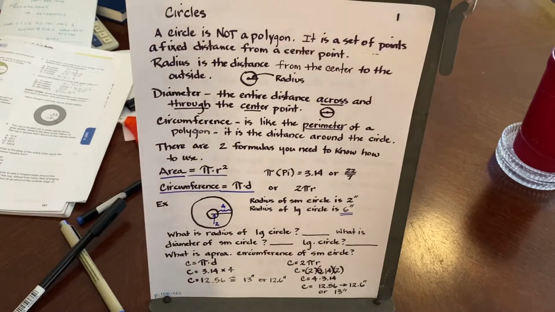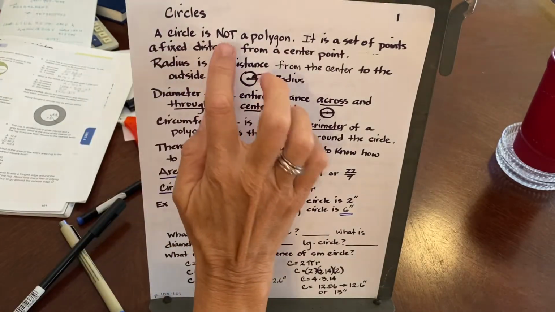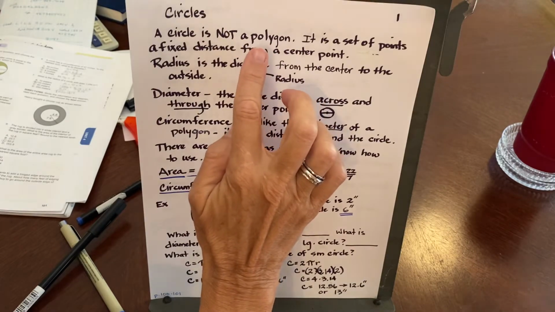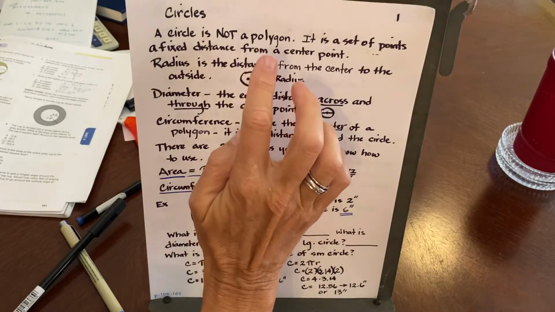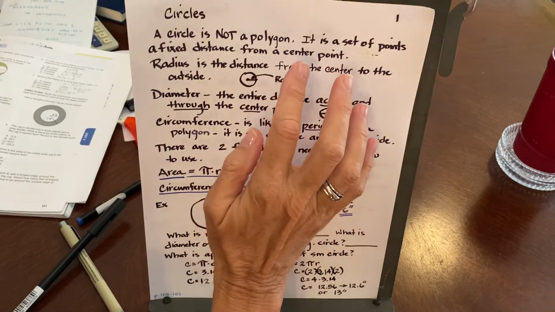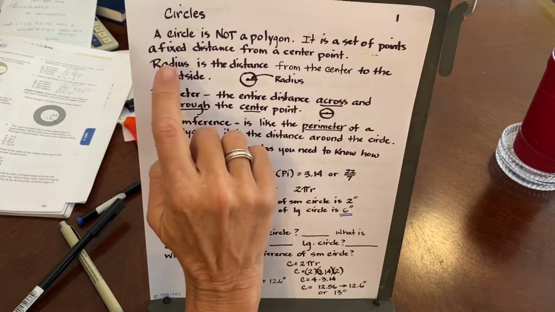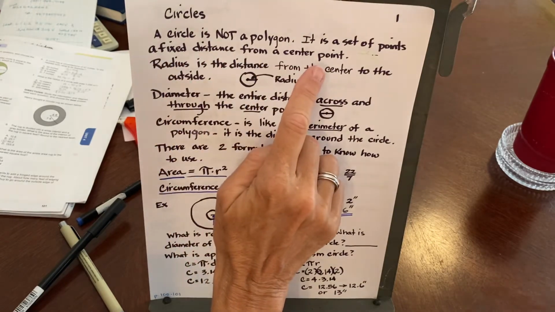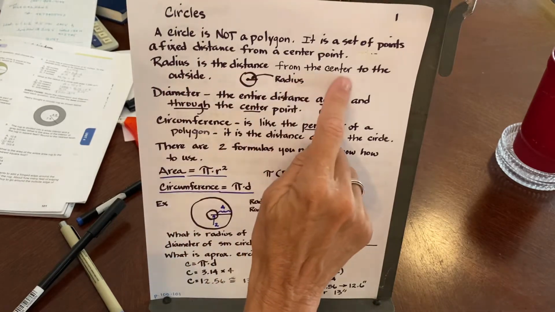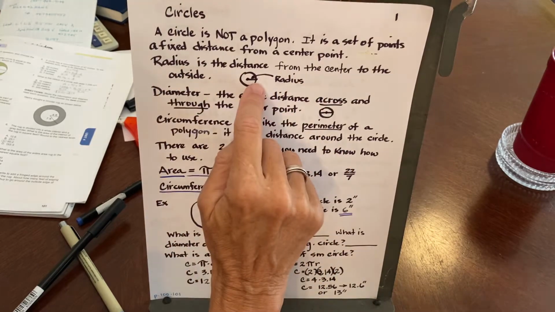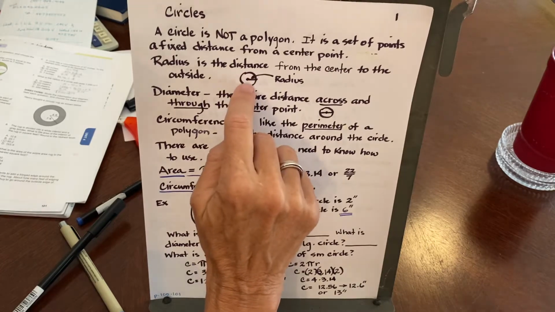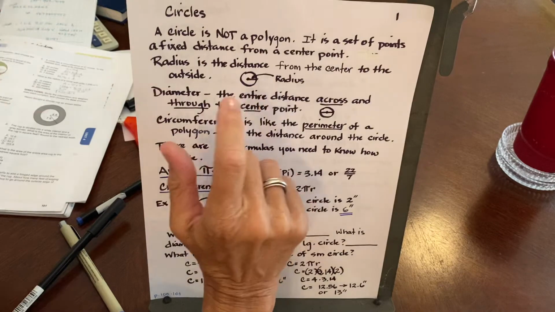Circles. A circle is not a polygon. If you'll remember, polygons have straight sides and they have at least 3 straight lines that create the shape. A circle, though, is a set of points a fixed distance from a center point. So the radius is the distance from the center to the outside of the circle, and anywhere from the center to the circle itself is the same length of distance.